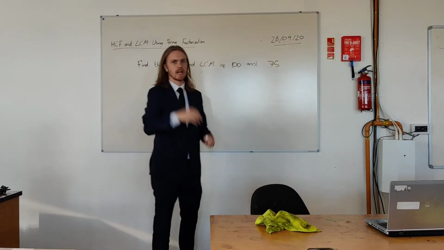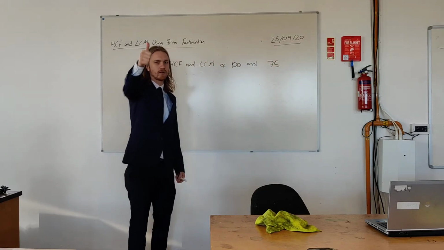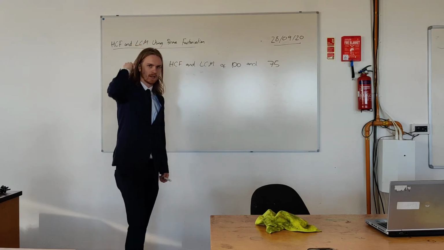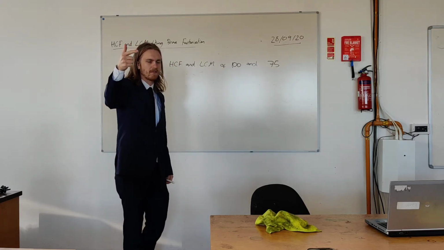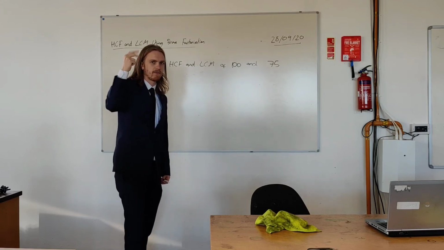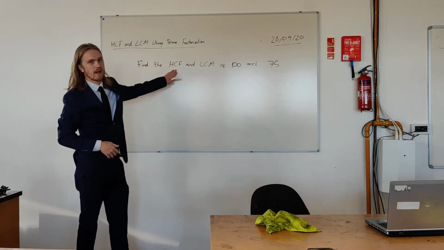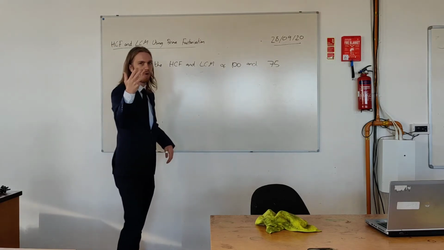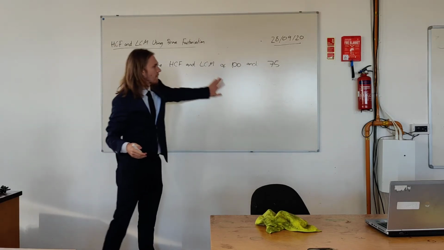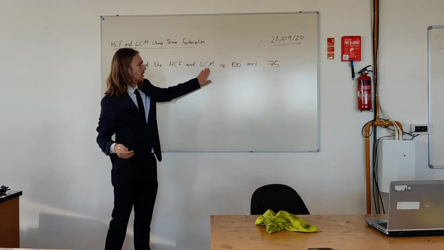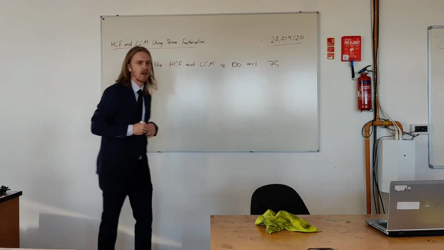175. So step 1, do the factor trees and the prime factorisation. Step 2, put them in the Venn diagram. Step 3, times together all of the middle section for the highest common factor. And step 4, times together all of the numbers for the lowest common multiple. So pause the video, have a few minutes to have a go at that now.